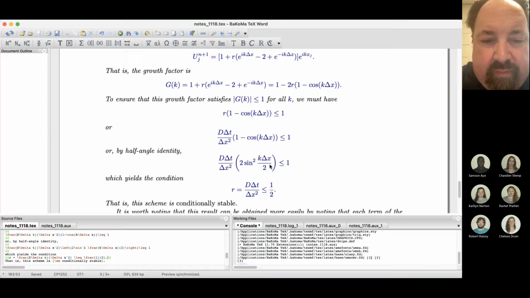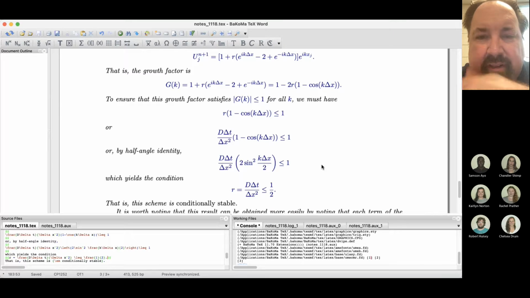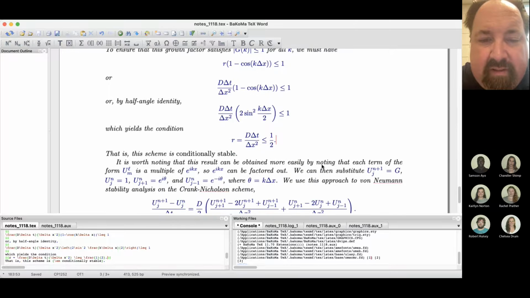So as we've seen before, it's conditionally stable. And this is the same condition we've seen before. This is just another way to obtain it. So questions about this one? All right.